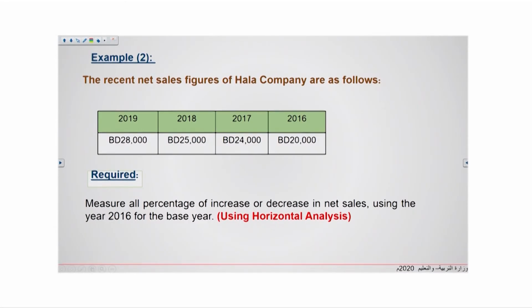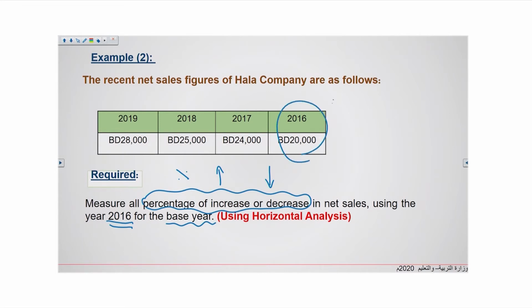Okay, let's see example number 2. The recent net sales figures of Hala company are as follows. The same, we have 4 years: 2019, 2018, 2017 and 2016. Let's see what's required. Measure all percentage of increase or decrease. Unlike the previous example, where they wanted the relation, now they want the percentage of increase or decrease in net sales using year 2016 for the base. Okay, this is the base year.